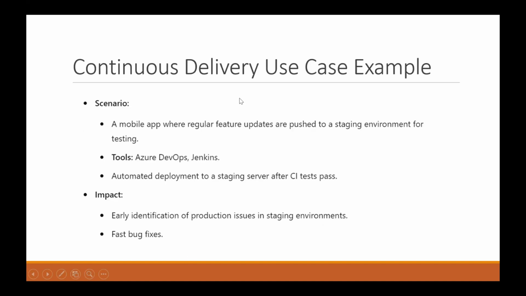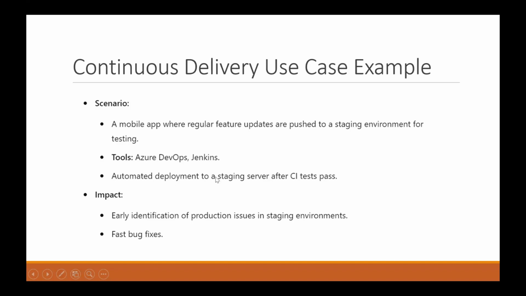Okay, what are the use cases for continuous delivery? You can consider this scenario where, in a mobile app, regular feature updates are pushed to a staging environment for testing. You can just notice the environment is staging, not the production. Okay, tools. What are the tools? Azure DevOps, Jenkins, GitHub Actions as well, or GitLab CI/CD. There are many tools available in the market for the CI/CD pipelines.